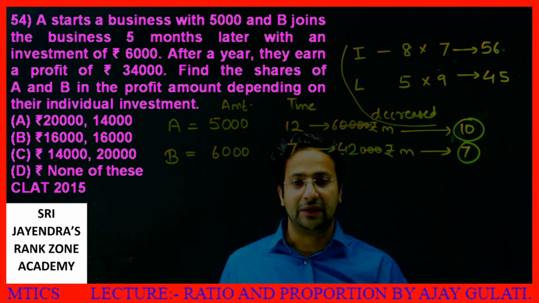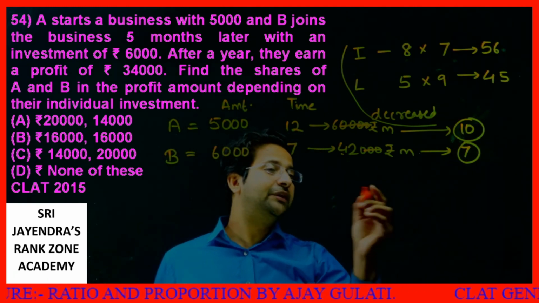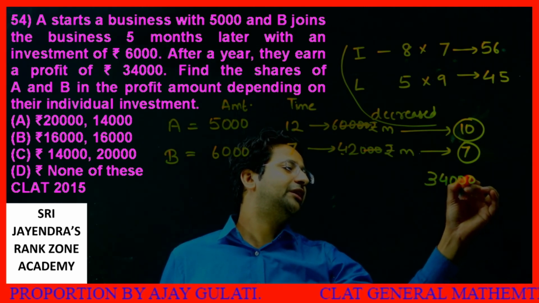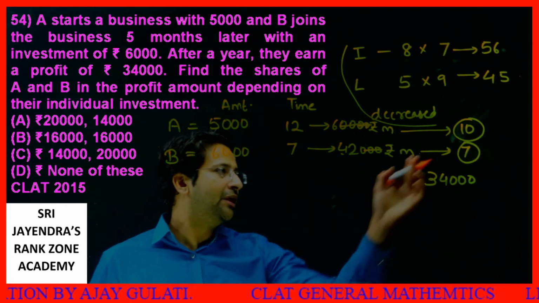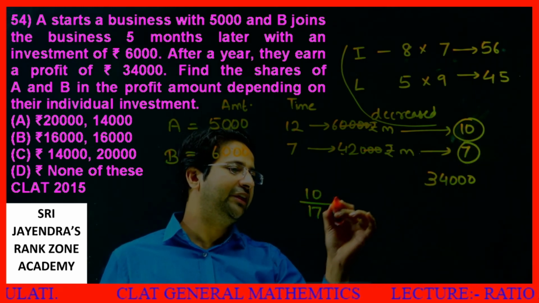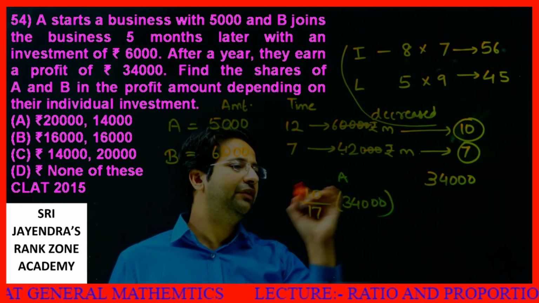Now what are we being asked? This is the ratio of investment. The final profit is 34,000. Now what is the share of their profit? See, A will get 10 out of, I told you, 10 plus 7, 17 parts of 34,000. This is what A will get.